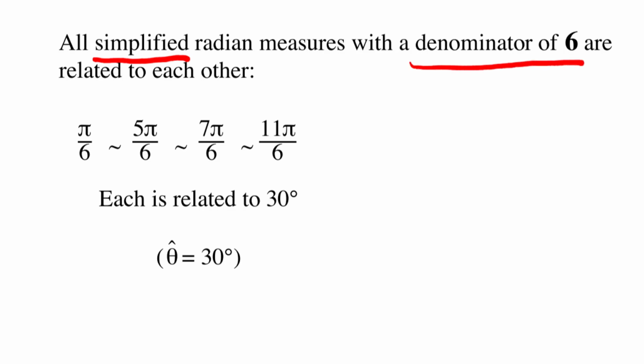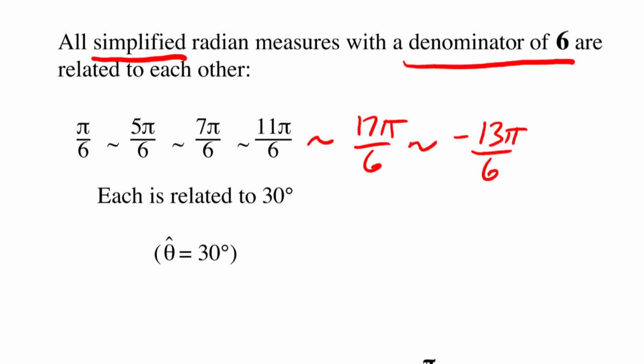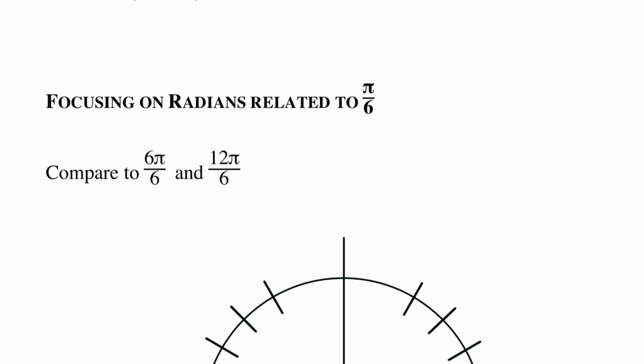And notice we're talking only about the simplified radian measures. If they're not yet simplified, we can't say that they're related to pi over 6. But we can even take this further and much beyond 12 pi over 6 into 17 pi over 6, or make it negative, like negative 13 pi over 6. All of these are related to 30 degrees.